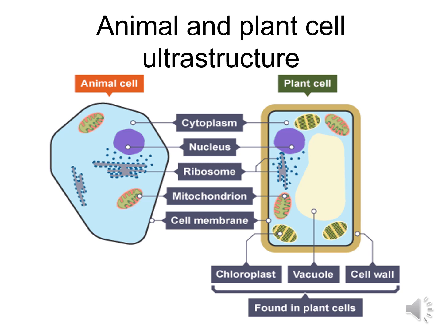Then we have a nucleus. Now the nucleus is common to both animal and plant cells, and a nucleus controls the cell's activities, for example, metabolism.